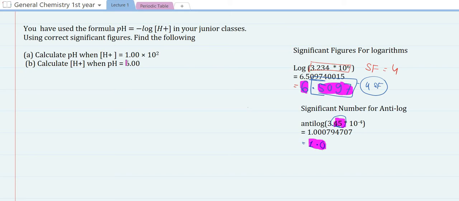To understand this concept, we have this problem. I hope you are aware of calculating pH, but in this problem we will be using correct significant figures. First, we calculate pH when the concentration is 1.00 times 10 raised to the power of -2. Let's say this is the molarity, and we need to find the concentration in molarity. Here pH would be minus the log of H plus, which is 1.00 times 10 raised to the power of -2.